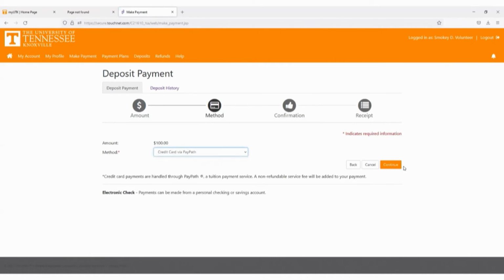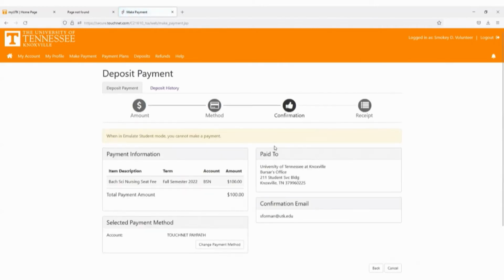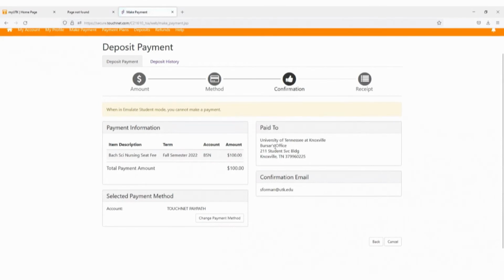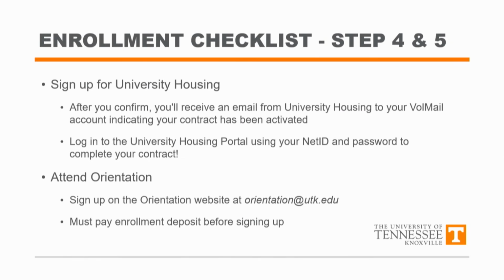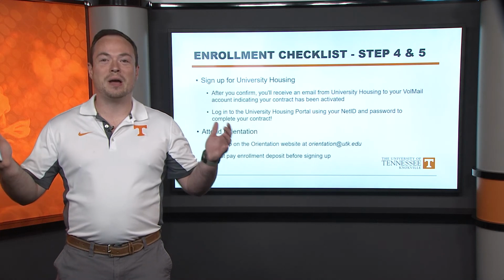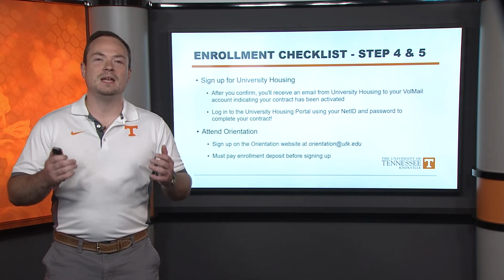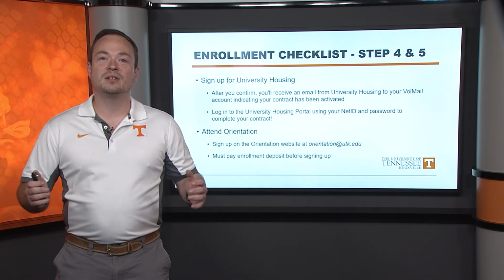Now, you will get a receipt once you submit that, but don't be alarmed if it doesn't immediately come out of your bank account. And don't be alarmed if it doesn't immediately update on your Go Vols portal and your MyUTK. It does take a couple days for that confirmation of enrollment to actually get processed. But that's it. Those are the steps on how to actually pay that deposit in your MyUTK account. Now, with that being done, congratulations. You have officially confirmed your spot in the class for whatever semester you're entering.